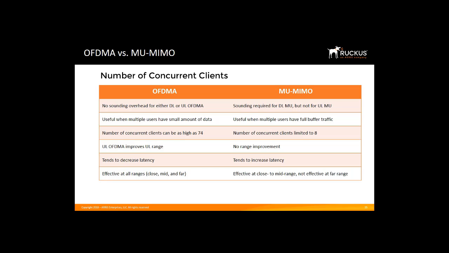Number of concurrent clients. OFDMA allows the AP to talk to multiple devices at the same time. In the 11ac standard with single-user MIMO, I had to talk to only 1 device at a time. I talked to that first device, shut him off, talked to the second device, shut him off, and so forth. Now I have parallel conversations with multiple devices at the same time, from 9 clients with 20 MHz up to 74 clients with a 160 MHz channel. With multi-user MIMO, my number of concurrent clients is limited to 8.